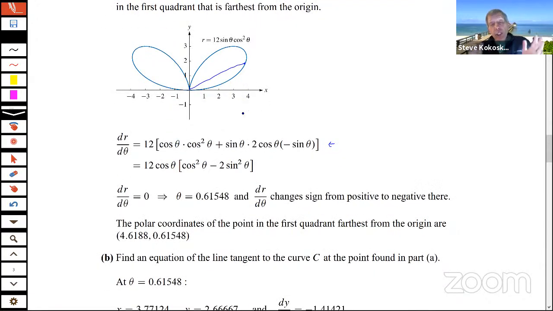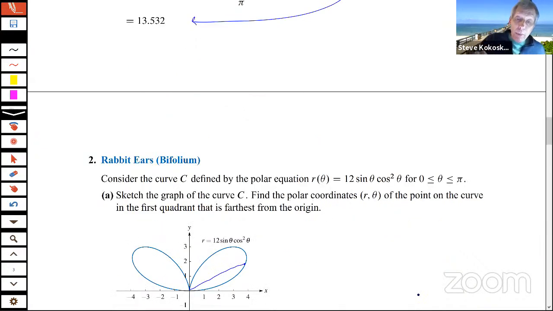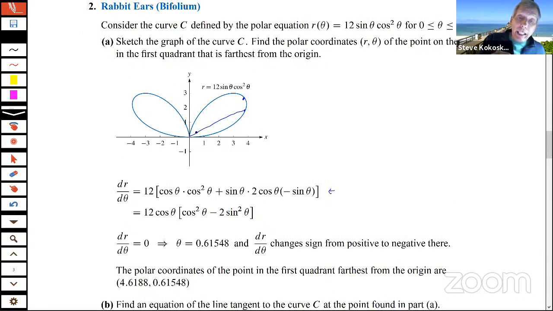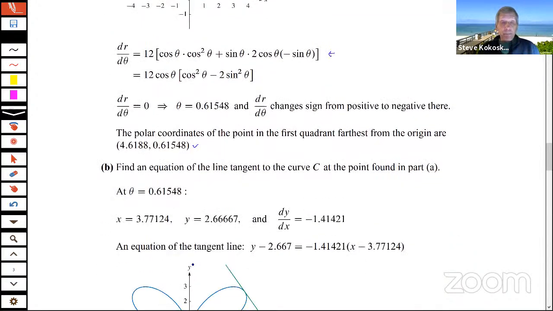I used a graphical analysis here, and I'm not going to go through all of that, but I did see that dr d theta changes sign from positive to negative at this value of theta. And as you can probably almost guess by looking at the graph, the point farthest from the pole, farthest from the origin, is about out there, sort of at the midpoint of that ear on this graph. And here are the polar coordinates I found using my calculator.